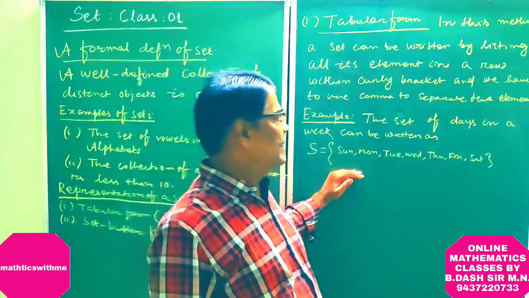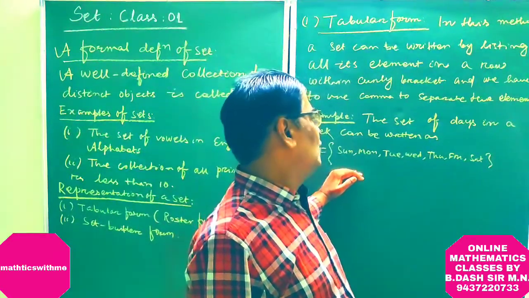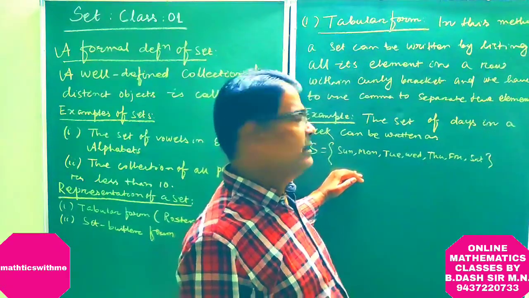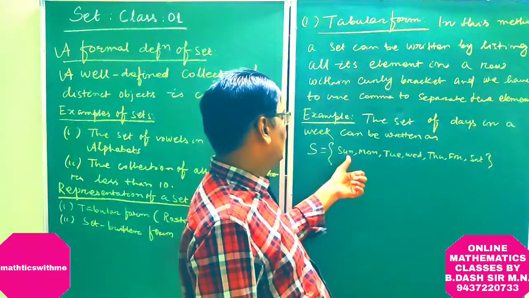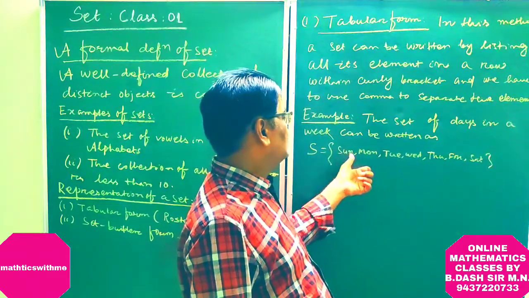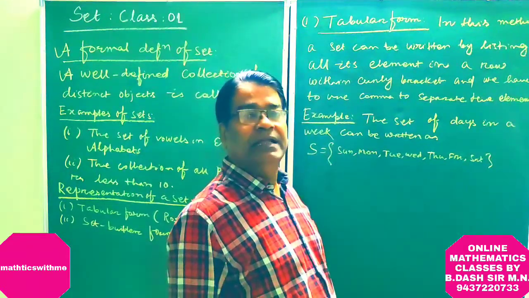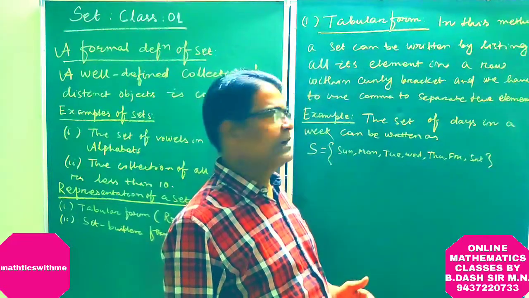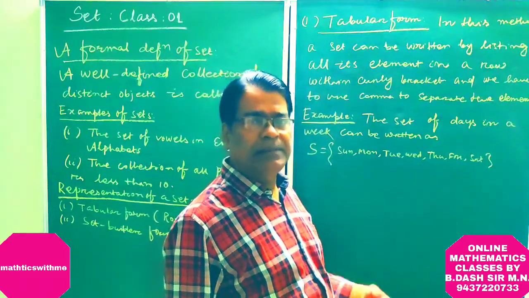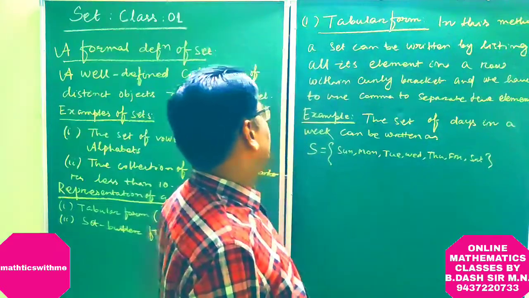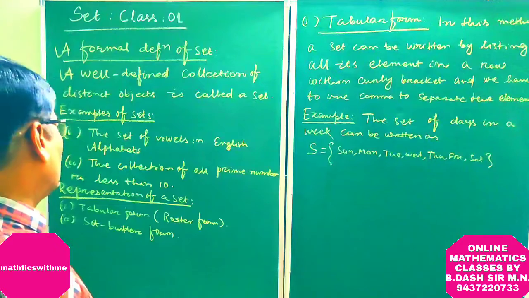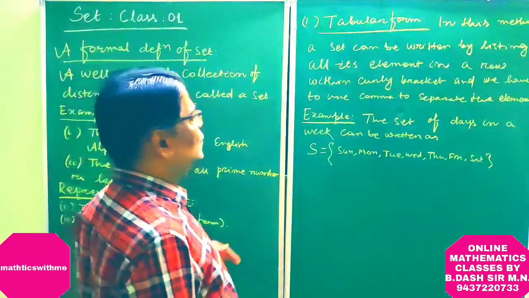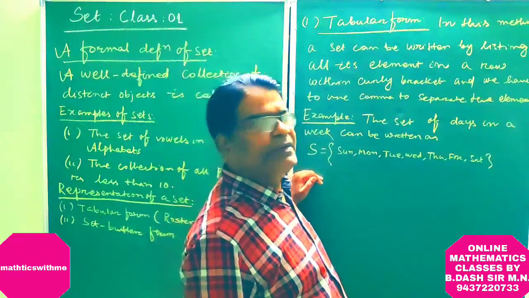The elements must be written within curly brackets. The starting bracket is a curly bracket, the ending is also a curly bracket, and we have to provide a comma to separate the elements. The elements must be distinct. A single element cannot be repeated in a set. This method is known as tabular form method or roster method, by which we can describe a set.